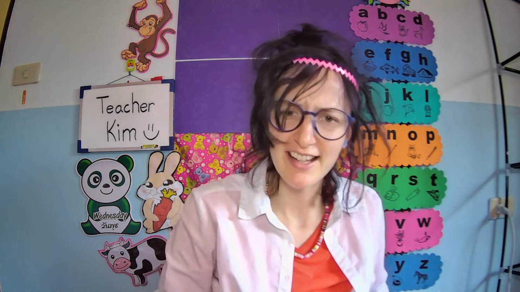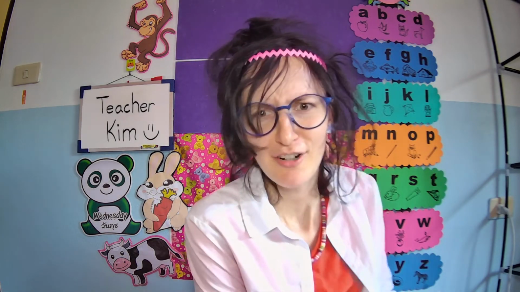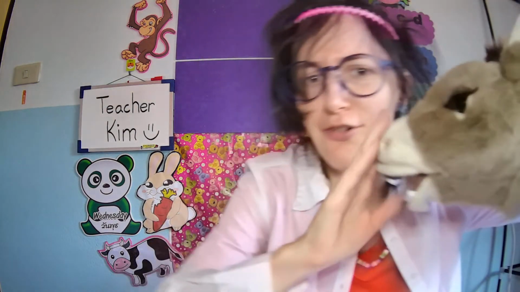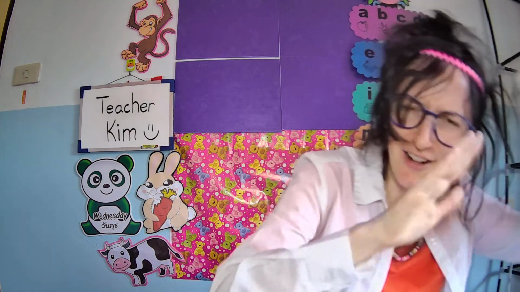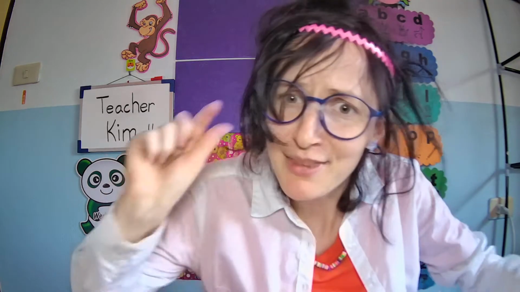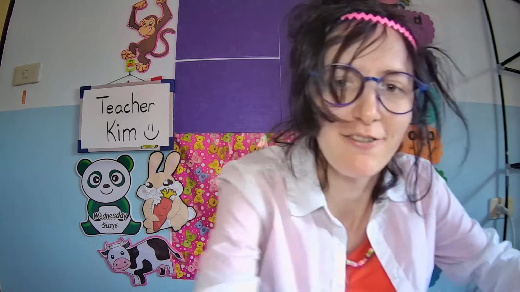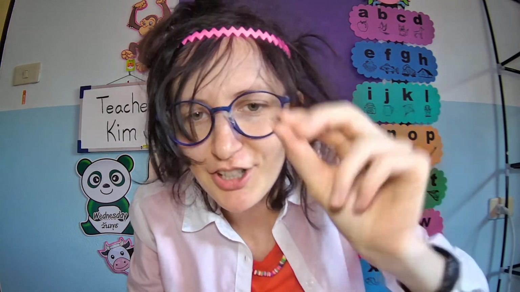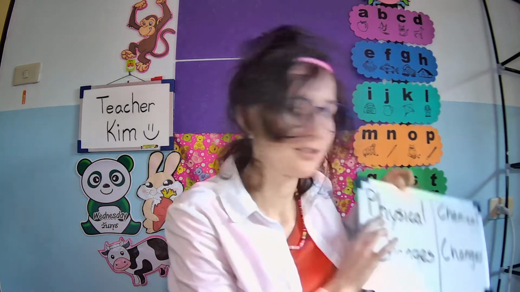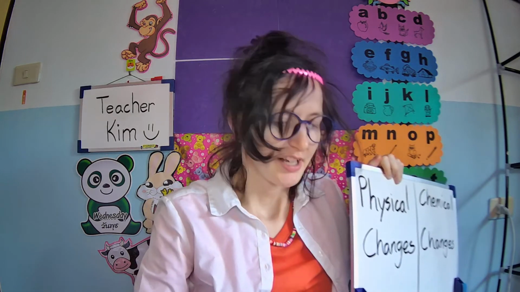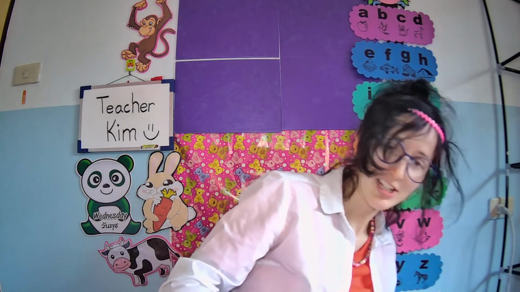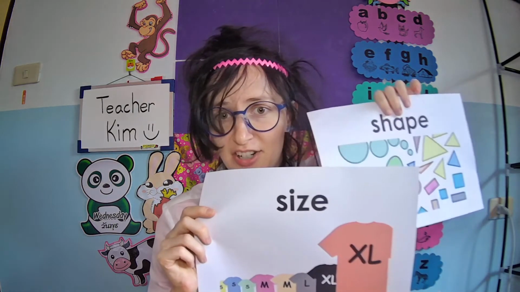Size. For size, some things are very big. For example, my big pet. Whoa, a donkey is quite a big animal. And some things are very small. For example, this little chocolate chip. Yes. So when we talk about physical changes, we need to talk about shape and size. In a physical change, the shape and the size can change.